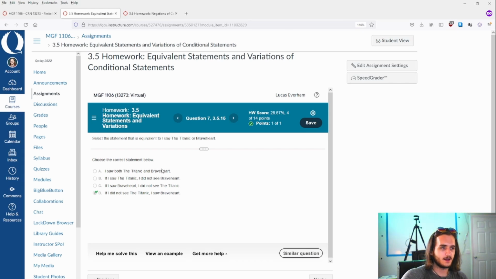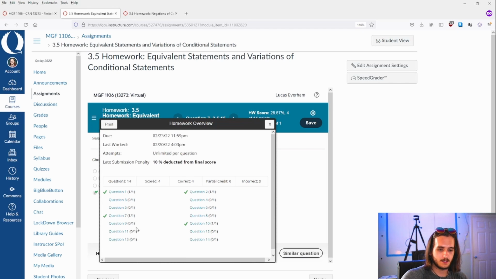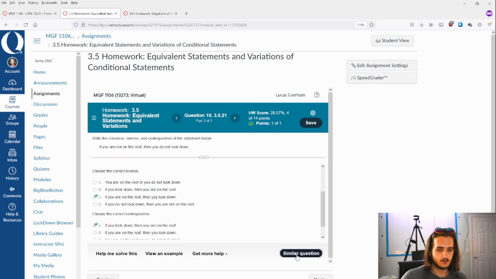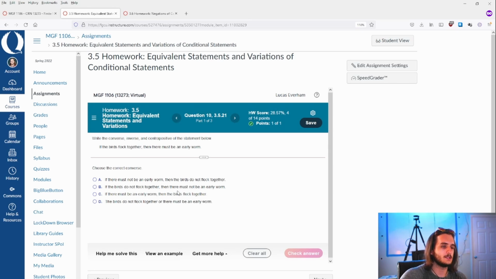Anyway, I've got one more in here. That is number 10 that I'd like to look at. So this is about converses, inverses, and contraposition. If birds flock together, then there must be an early worm. All right, sure. We're gonna mix up 2 aphorisms here.